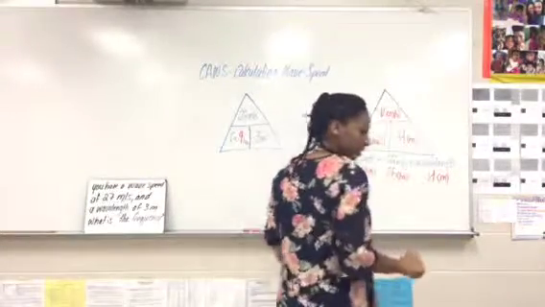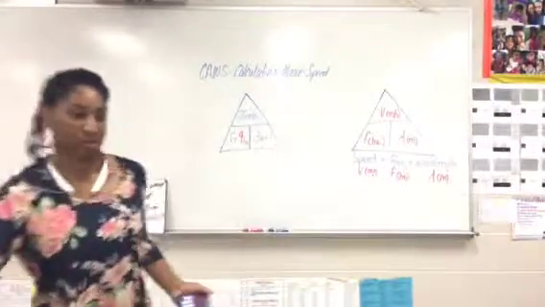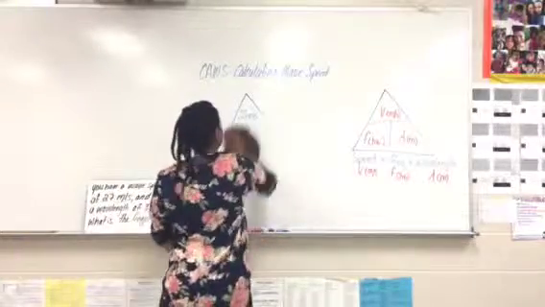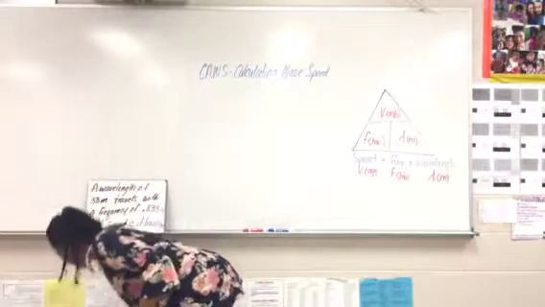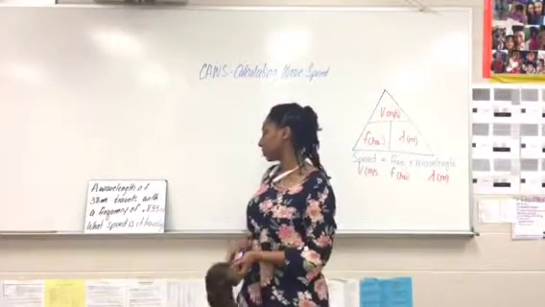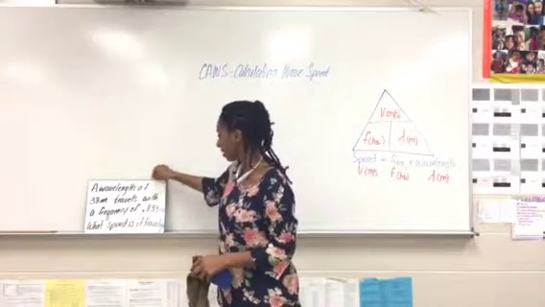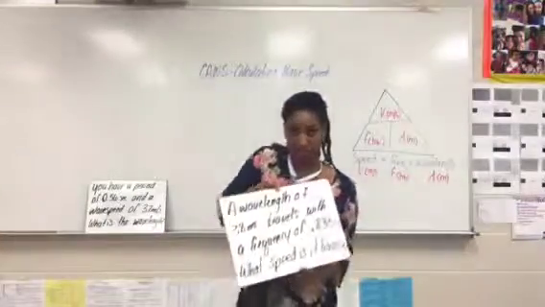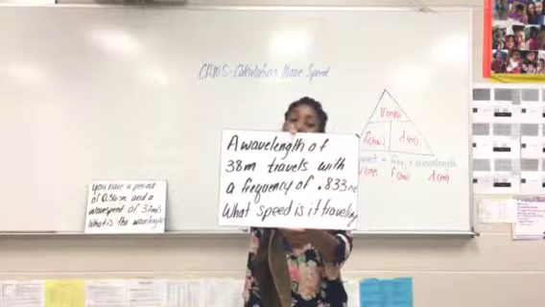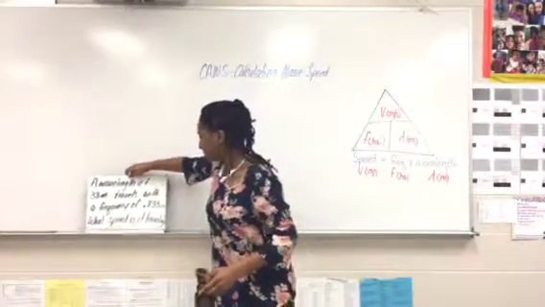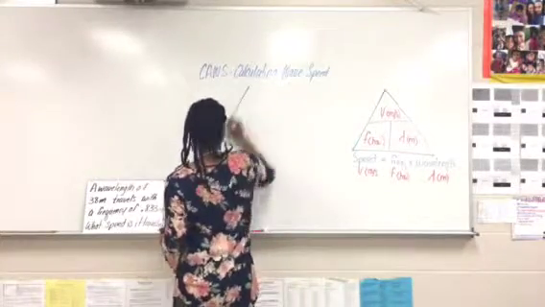All right. So now I'm going to erase that, and go on to the next one. It says a wavelength of 38 meters travels with a frequency of 0.833 hertz. What is the speed it travels? If you need to see it up close, go ahead and pause it now to write it down. Okay, so again, popping out that little triangle.